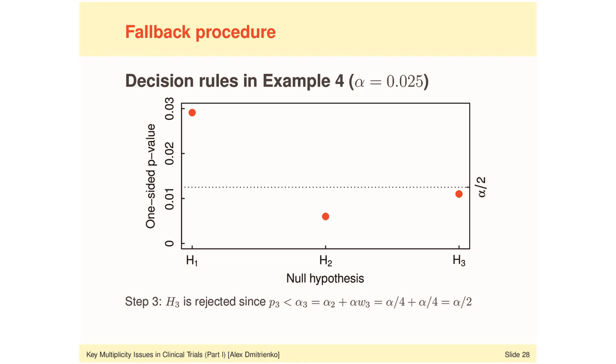And to summarize, the fallback procedure certainly looks more flexible than the rigid fixed sequence procedure. You can see it tries to adapt to the patterns that it finds in the data.